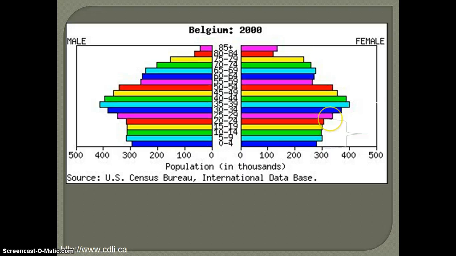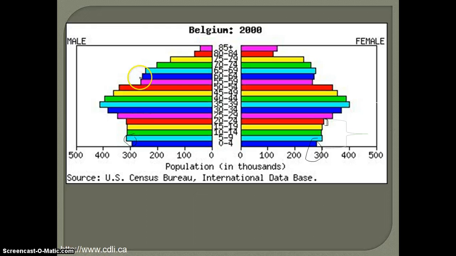Now, if you look here, right underneath the 25 to 29 age group, this section right here, you see this steeper decline, which tells us that these people in the 25 to 29 group are having fewer and fewer children. And then the 0 to 4 age group, look how small that is. It means fewer and fewer children are being born.